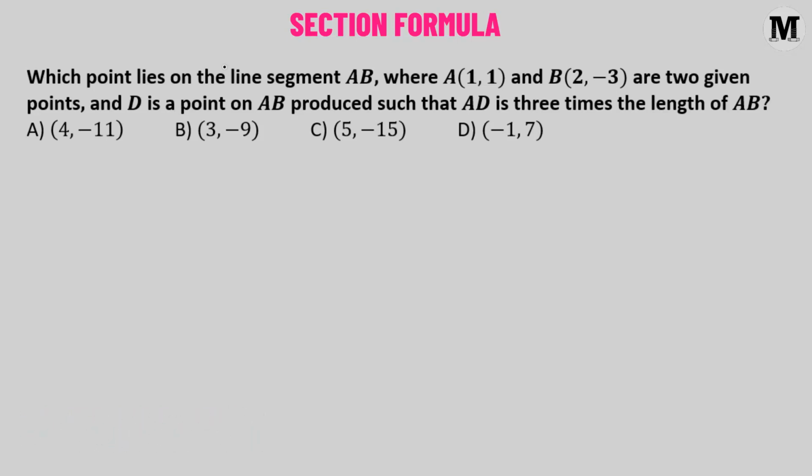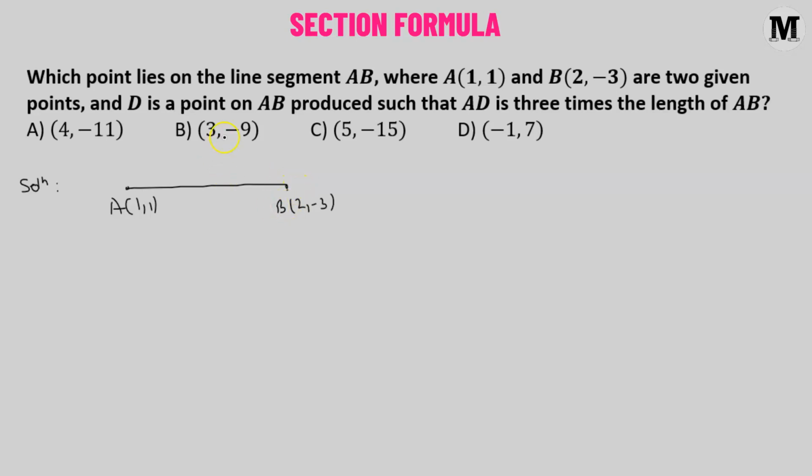Let's try to first understand the problem graphically. So here we have 2 points, point A and point B. Point A has the coordinates (1, 1), and we have point B with the coordinates (2, -3). Let's join the 2 points with the help of a straight line. So with that, we get the line segment AB.